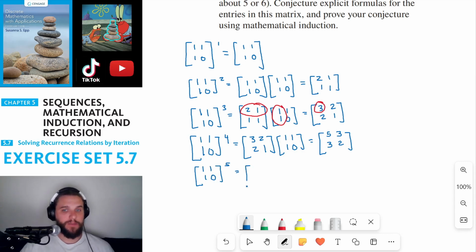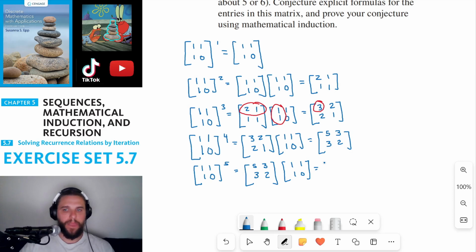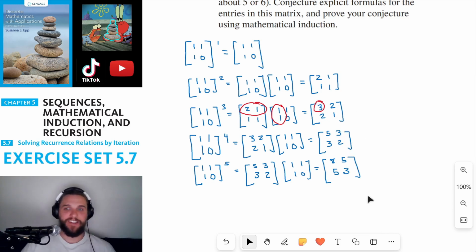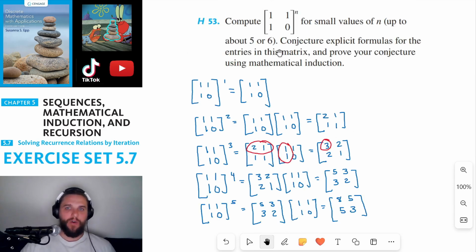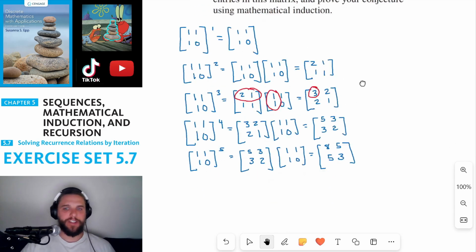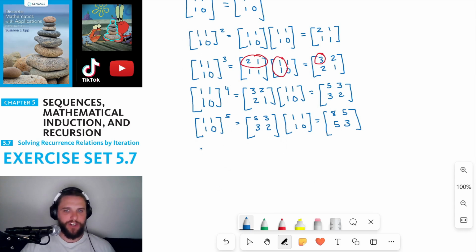Next, we'll raise this matrix to the 5th power, which is the previous matrix times 1, 1, 1, 0, which gives 8, 5, 5, 3. That 8 there is definitely confirming that I think these numbers in these entries of this matrix are all Fibonacci numbers. Now it tells us to go to 5 or 6. Let's go to 6 just to make sure.